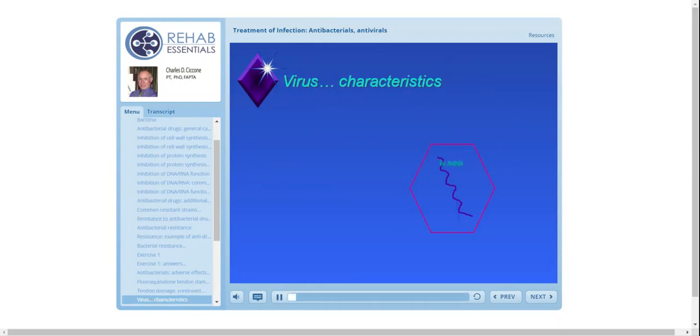So we're now going to leave the treatment of bacterial infections to focus on viruses. And viruses are very different from bacteria. They're much smaller. A virus contains a DNA or an RNA core that is surrounded by a protein shell or capsid. Other viruses have a glycoprotein envelope around them, but this right here is the working part of the virus, genetic material surrounded by a protein shell.